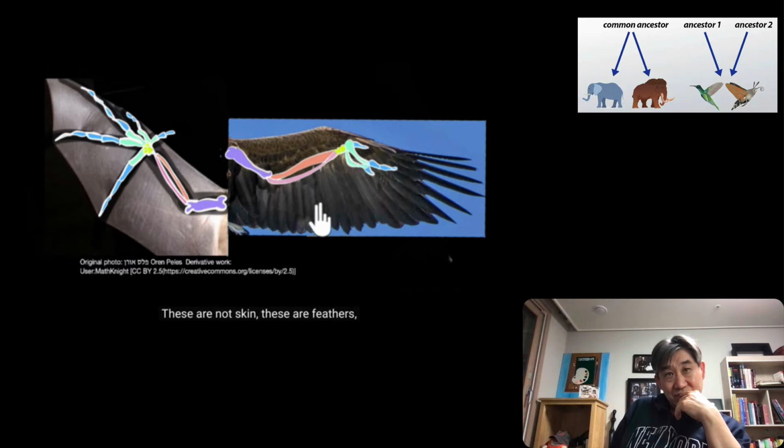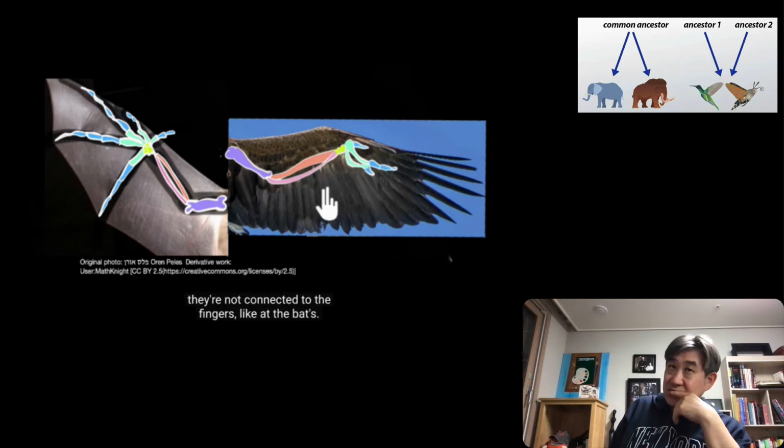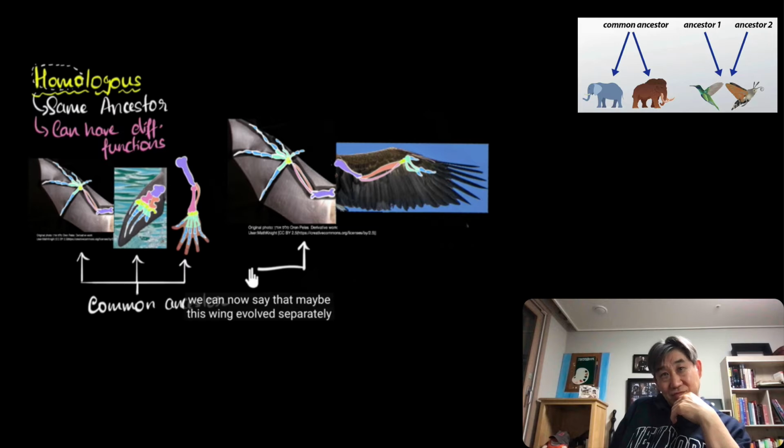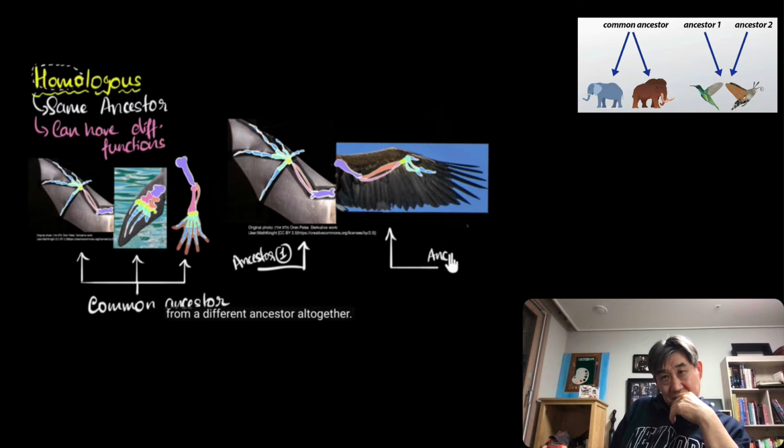These are not skin, these are feathers. And the feathers are attached to the entire arm. They're not web-shaped like in the case of the bats. They're not skin. They're not connected to the fingers like in the bats. So a completely different structure if you look at the wings, isn't it? So can we say that these wings might have evolved from the same ancestor? I don't think so. Because they have such different structures, we can now say that maybe this wing evolved separately from some ancestor. I'm going to call this ancestor 1. And this wing might have independently evolved from a different ancestor altogether.